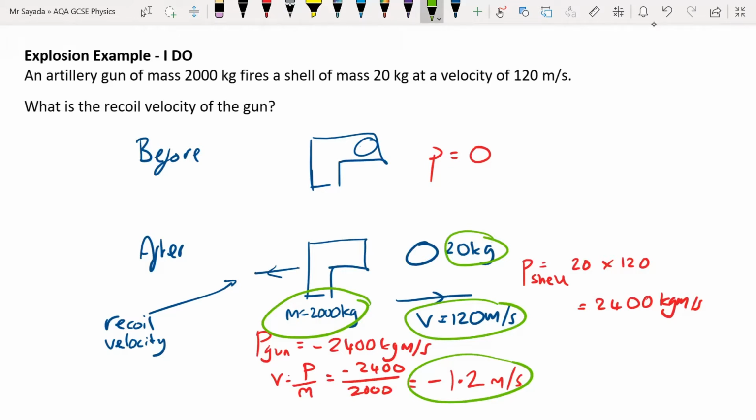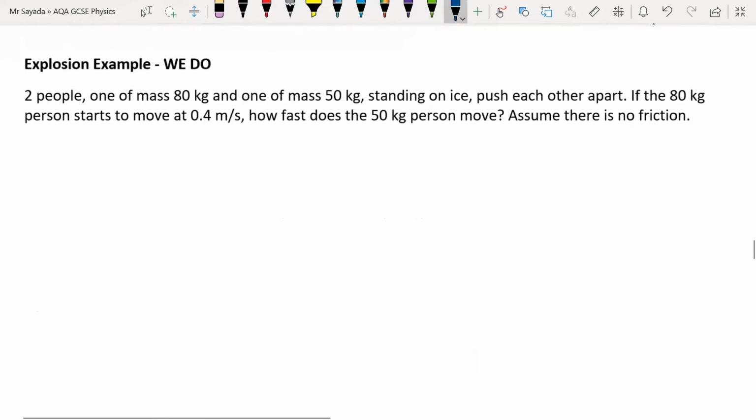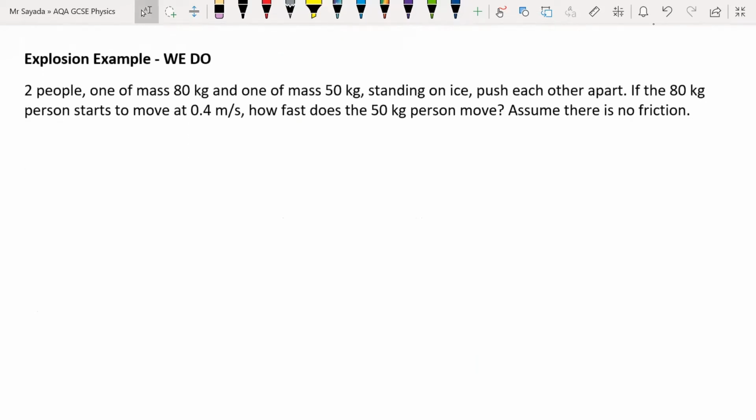So just to summarize what we do when there's an explosion, the total momentum before the explosion is 0, so the total momentum after the explosion must also be 0. So we work out the momentum of one of the things, the momentum of the other must be the same magnitude, just in the opposite direction, so that they still add together to make 0. Pause the video, try this example yourself, press play once you've done it.